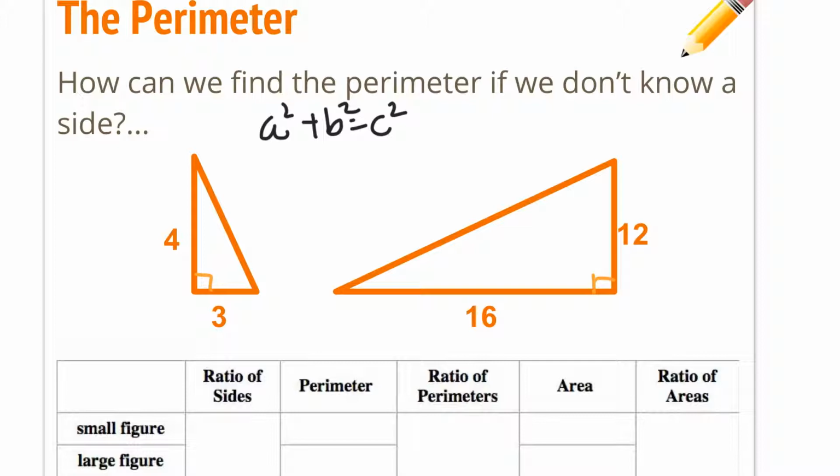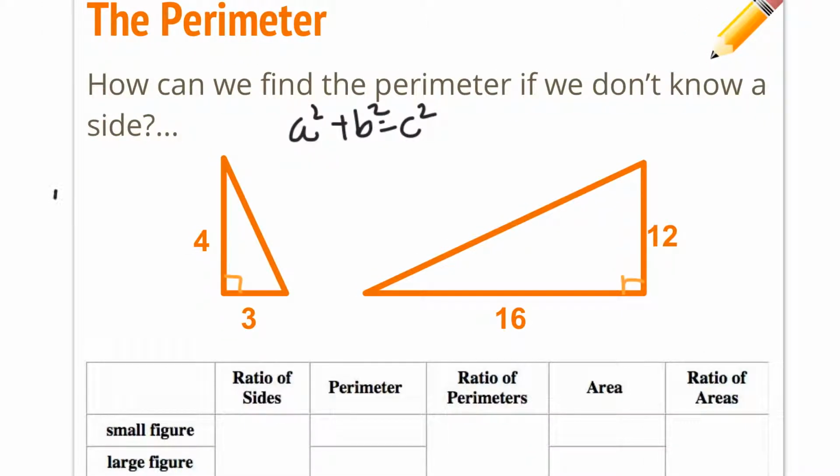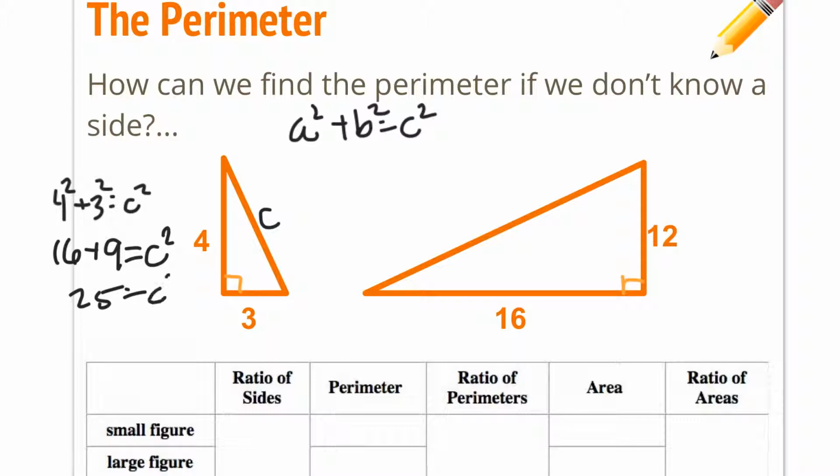Awesome. So for the first one, I'll go ahead and do it over here on the side. Let me move this over. 4 squared plus 3 squared equals c squared. And the reason I'm doing this is because the perimeter is when you add every single side. So if I want to add this side plus this side plus this side, I don't know it, so let's figure it out. 4 times 4 is 16. 3 times 3 is 9 equals c squared. 16 plus 9 is 25. And the square root of 25 is 5. So now I know that this right here equals 5.